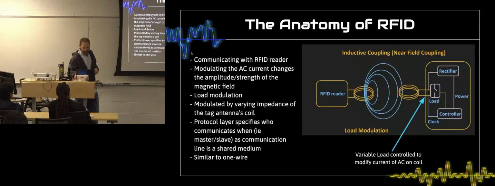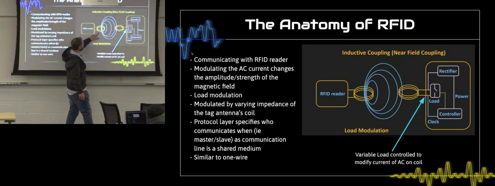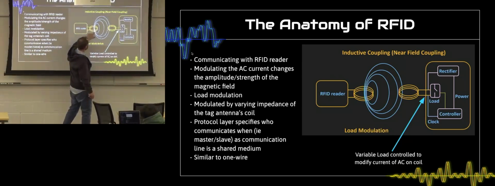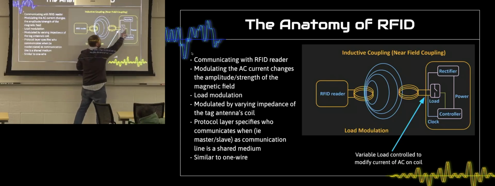What do they want to talk about here? Oh, readers and tags. So in this particular case, the RFID reader is sending out this magnetic field. So we're back to the coil case, not the far field case. And when you bring a coil of wire in here, the magnetic field will induce current, and this current will drive through, and it'll go through your rectification stage.